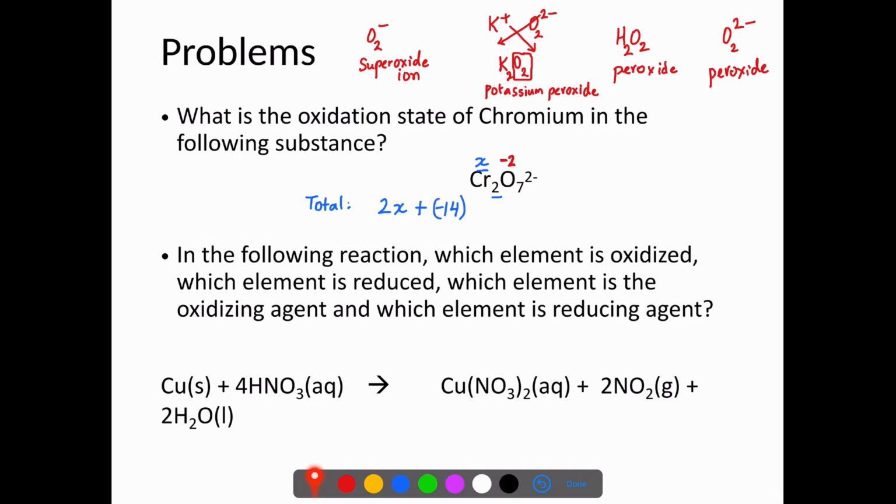The sum of the oxidation states according to the rule should be equal to whatever the charge is. The charge of this ion is 2 negative. So these two terms should add up to -2. Okay, so you can do some algebra. So X turns out to be +6. Okay, as you can see, +6 times 2 is +12. +12 minus 14 is -2. So the oxidation state of chromium is +6. So each chromium in this compound has a +6 oxidation state.